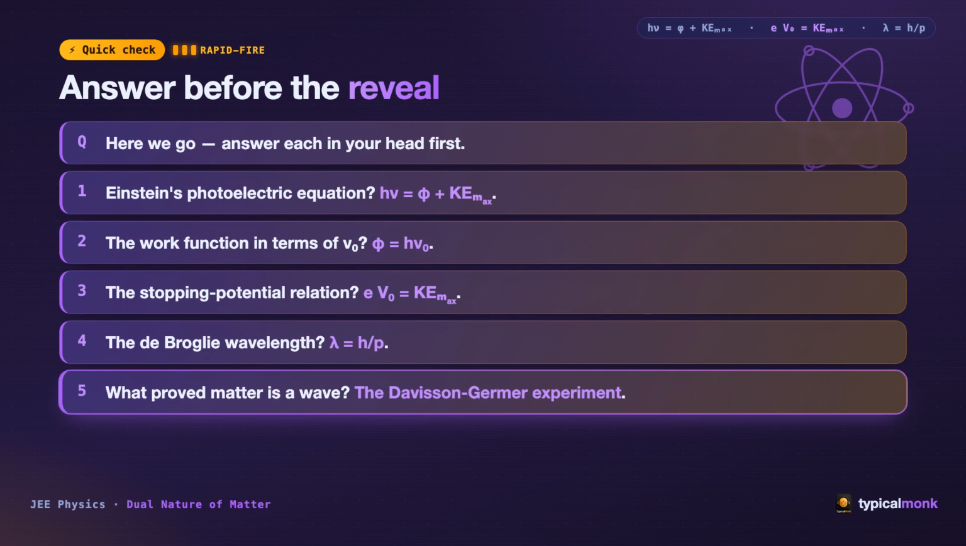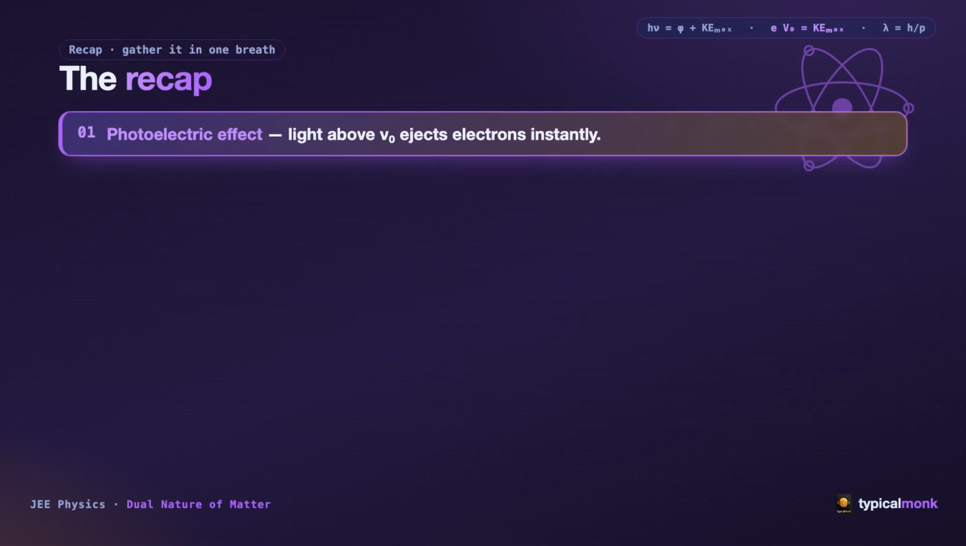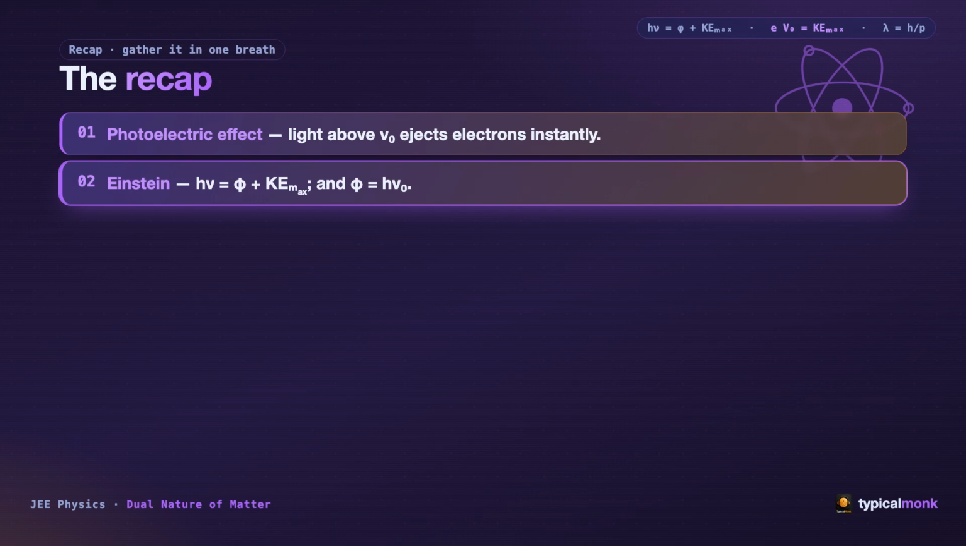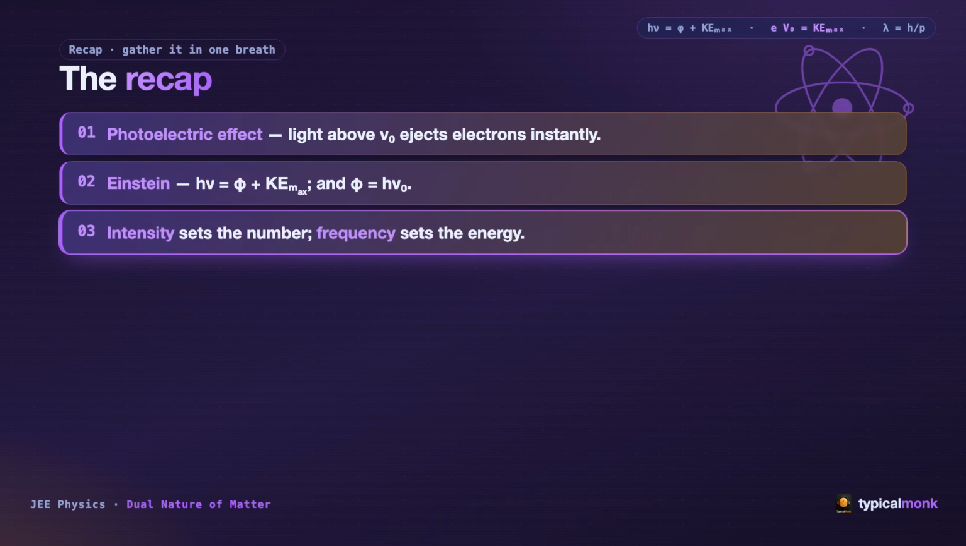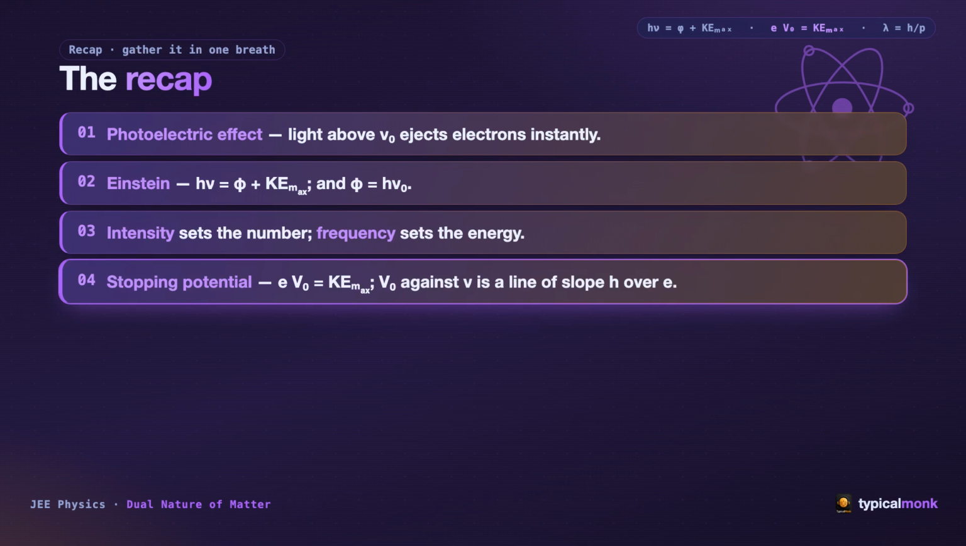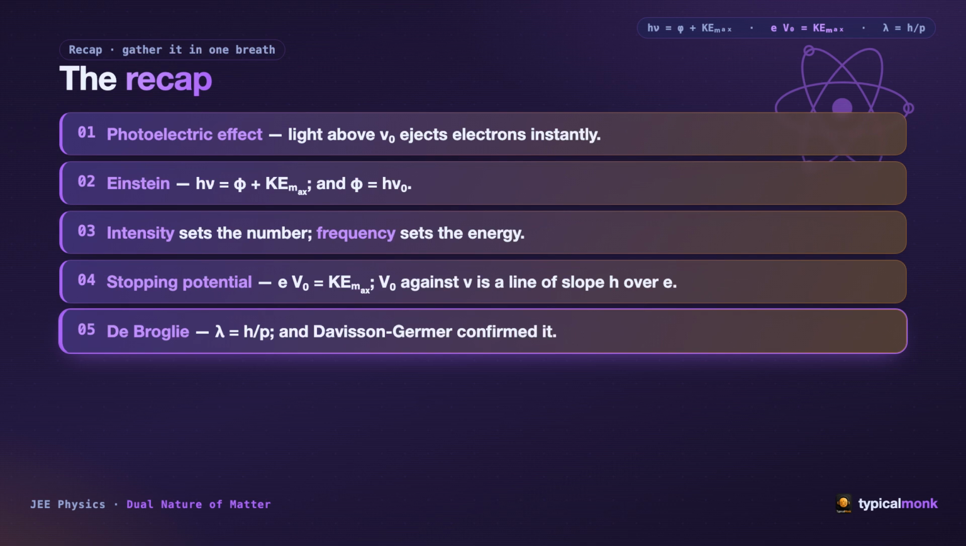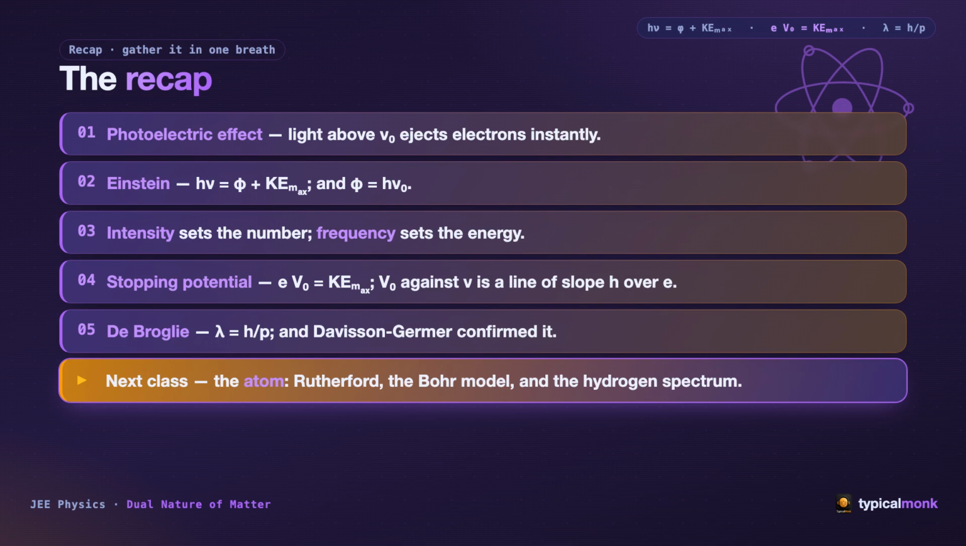The Davisson-Germer experiment. Let us gather it all in one breath. The photoelectric effect: light above the threshold frequency ejects electrons instantly. Einstein: h nu equals phi plus KE max and phi equals h nu naught. Intensity sets the number of electrons, frequency sets their energy. Stopping potential: eV naught equals KE max, and the plot of V naught against frequency is a line of slope h over e. De Broglie: lambda equals h over p, and the Davisson-Germer experiment confirmed it. Next class: the atom, Rutherford, the Bohr model, and the hydrogen spectrum.